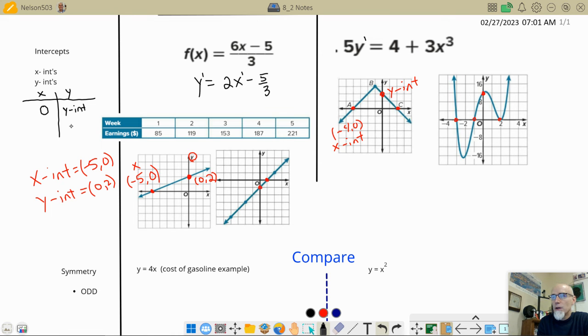And then if you're looking for the x-intercept, you're looking for where y is 0. That's where the x-intercept is. Whatever this number is sitting right here, that's our x-intercept.